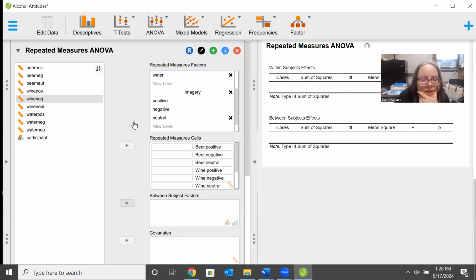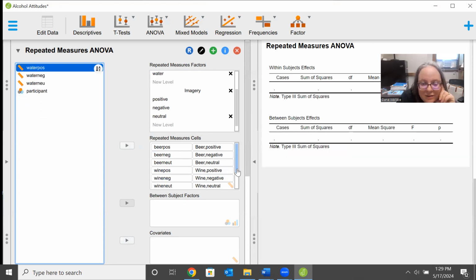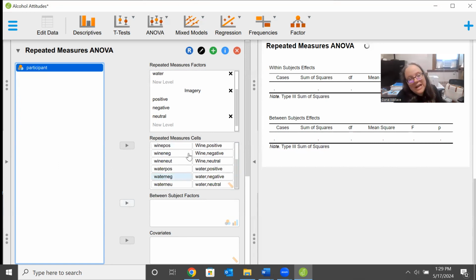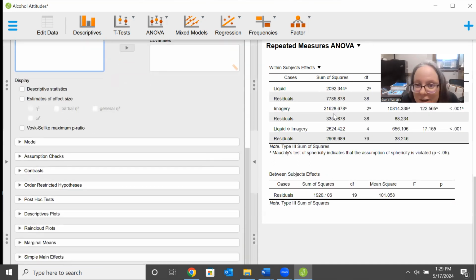So we've got two different factors here. This is a 3x3 that we're looking at, and we've got three levels for each, all repeated measures. So we match things up. We're going to move beer positive over there, then beer negative, then beer neutral. And we've got wine positive, wine negative, wine neutral. Let's keep scrolling so we can see it come together. Water positive, water negative, and water neutral. So we got there. So that tells us all the repeated measures cells. They're all labeled with our two different factors. And our ANOVA is already popping up to see how this is going to look.